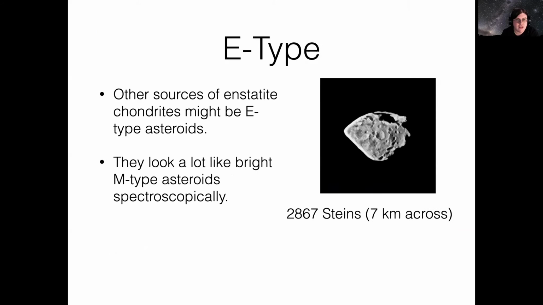Now, another sort of those enstatite chondrites, the primitive meteorites with really weird chemistry, might be E-type asteroids. We don't have a particularly good picture of one. This is 2867 Steins, which was one of the asteroids flown by a mission to somewhere else. And they look a lot like M-types as well. So the M and the E-types include both the metallic asteroids and the enstatite chondrites, which are a type of stony meteorite.